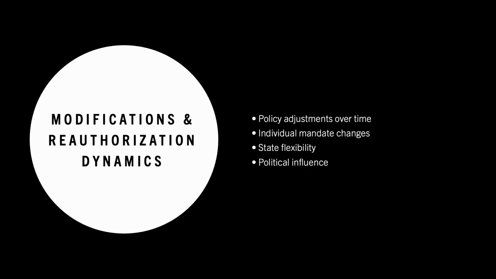Like many major policies, the ACA has evolved since its initial adoption. Certain provisions, such as the individual mandate penalty, were later modified. States gained varying degrees of flexibility in implementation, particularly regarding Medicaid expansion. These changes demonstrate how policies are dynamic and influenced by political, legal, and institutional pressures long after passage.